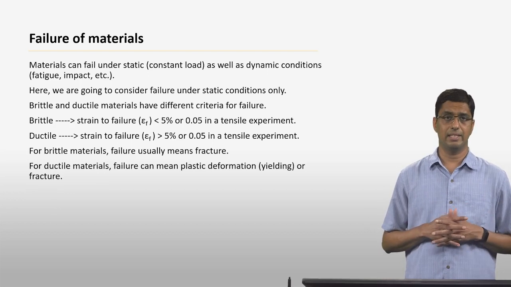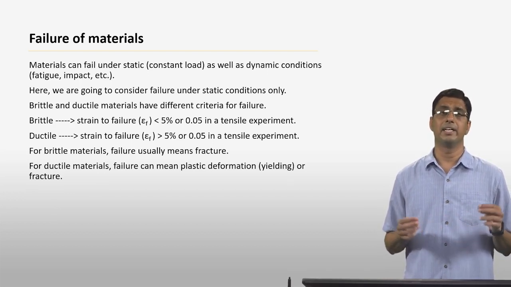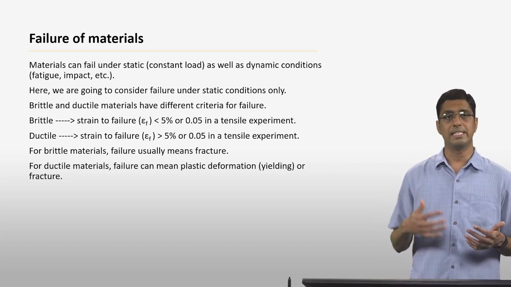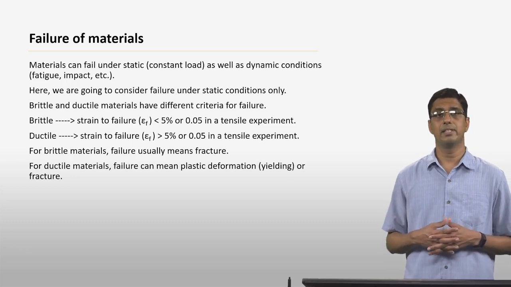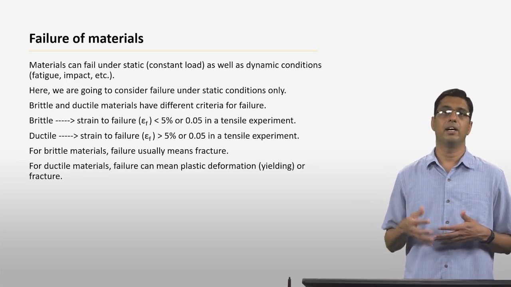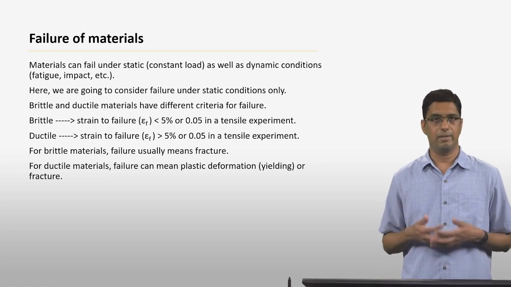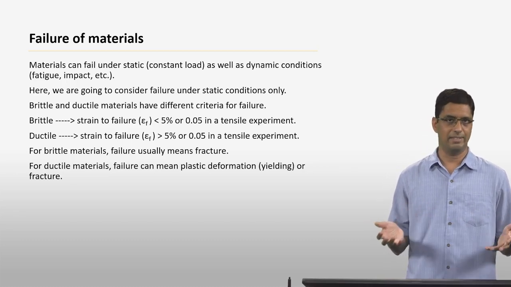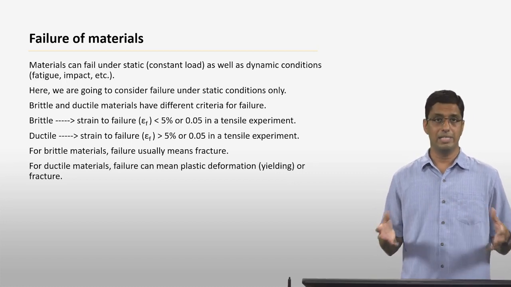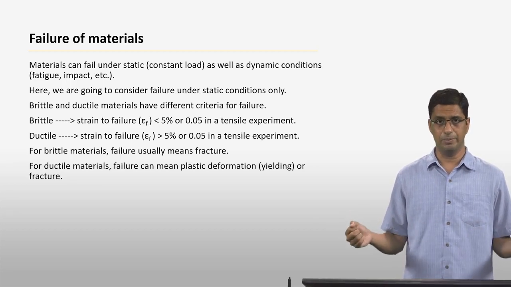The second thing that I want to talk about before we look into the failure of materials is that we should distinguish between brittle and ductile materials. Again, you have already seen this probably in your solid mechanics class. Brittle materials are materials that usually have a strain to failure of less than 5% or 0.05. There are lots of examples of brittle materials. Glass is one example, ceramics are another, concrete is another. All these materials essentially can't take much deformation, especially when you apply a tensile load.